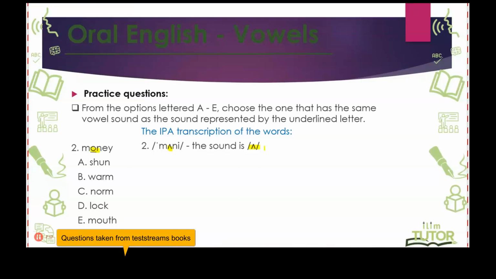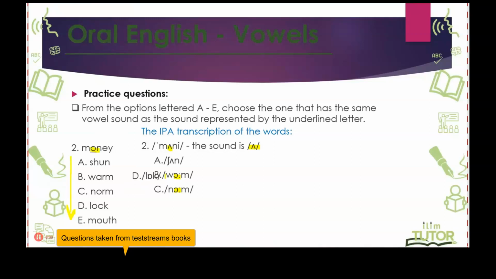Now we need to look at the examples A to E and identify which word is going to have exactly the same vowel sound. So in A, what word is that? How could we phonetically describe it? It's shan, okay? So let's look at B just to make sure. So B is warm. So this is how we phonetically transcribe this word. So the vowel sound in this word is going to be O. So in C, you are going to have norm. So the vowel sound is going to be O, which is the long vowel.